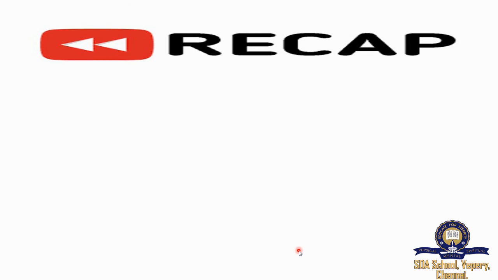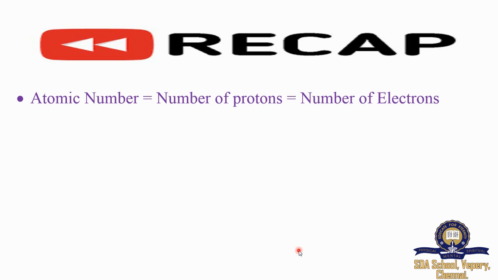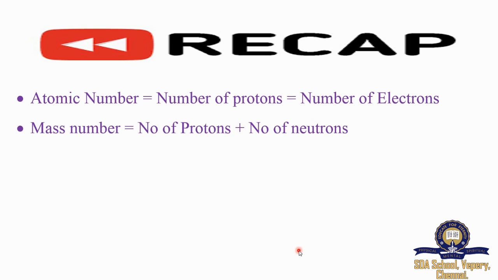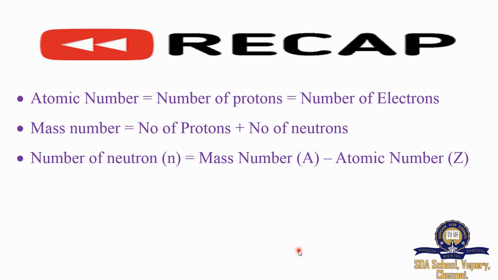So let us quickly recap what we learned in today's class. We dealt with atomic number. What is an atomic number? It is the number of protons, which is equal to the number of electrons. What is mass number? The number of protons plus the number of neutrons gives the mass number. How to find the number of neutrons present in an atom? Mass number minus atomic number gives the number of neutrons.